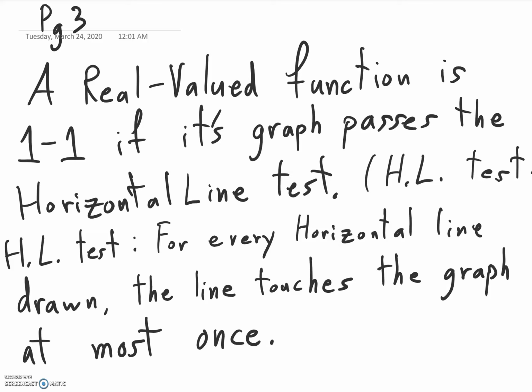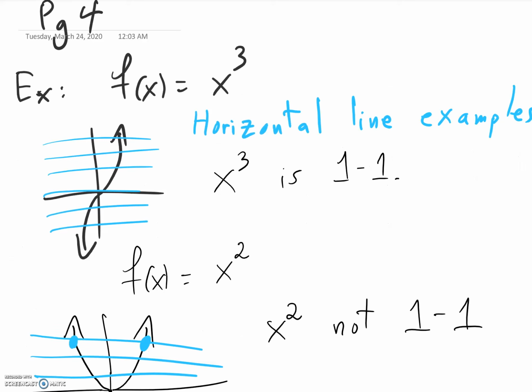Well, what's the horizontal line test? It states the following. For every horizontal line drawn, the line touches the graph at most once. Let's look at two quick examples. In the black, I have drawn for you two functions. The first is x cubed, the second is x squared. I've drawn a few horizontal lines here.